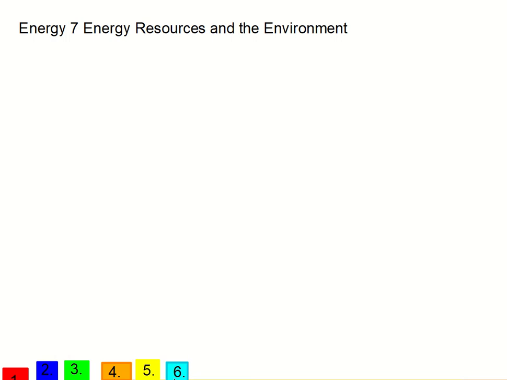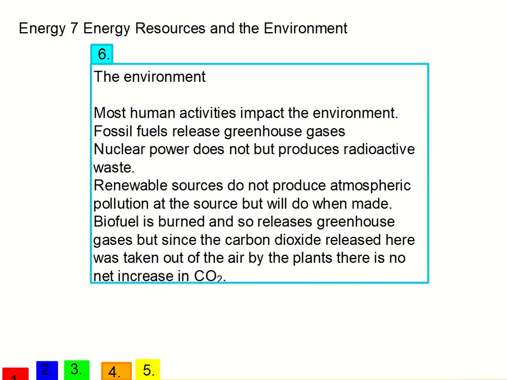The last one to talk about is the impact on the environment, and this is pretty much as you would expect. It's pretty straightforward apart from the last bit. Obviously, most human activities have an impact on the environment. I'm sure all human activities impact the environment in some way. It's obviously our responsibility to try and minimise that impact. Now, fossil fuels release greenhouse gases. So greenhouse gases lead to global warming. Despite what people say, we are having an impact on that. Burning coal releases sulfur dioxide, produces acid rain, and so on.